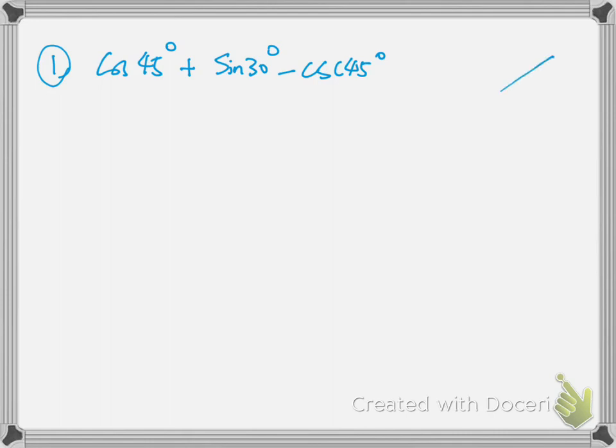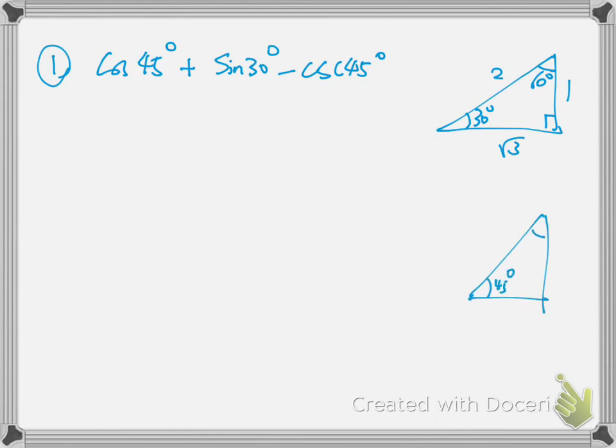So now let's look at the first two questions in our review list. Number 1, we got cosine 45 plus sine 30 minus cosecant 45. Now when you solve these questions, I need to see the two right triangles. So let's keep them here, right? Again, 30, 60: this is 1, radical 3, and 2. And then 45, 45: 1, 1, radical 2.